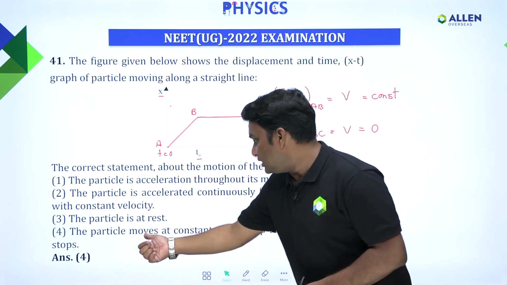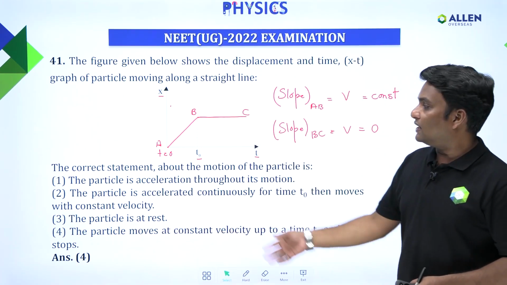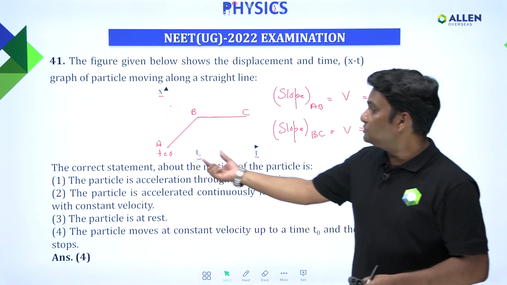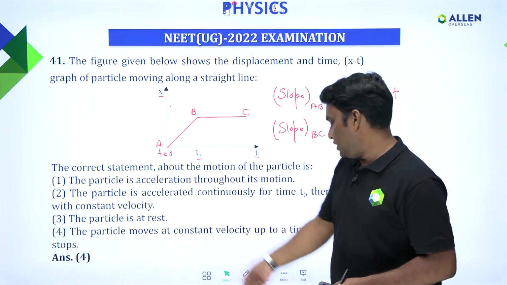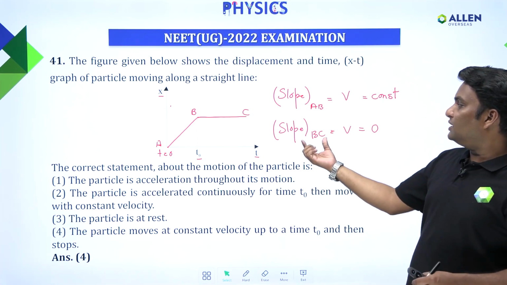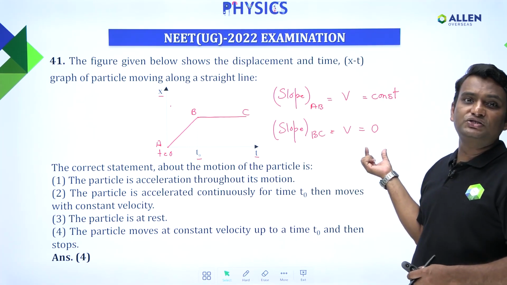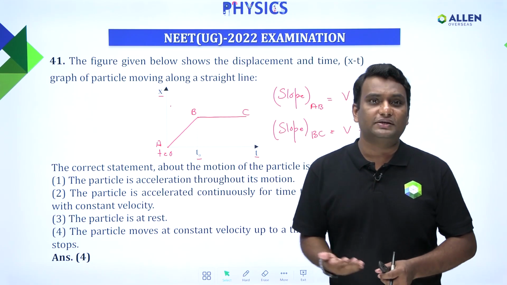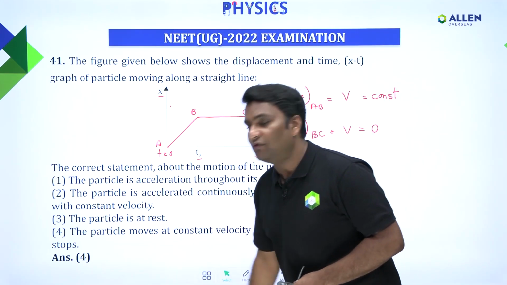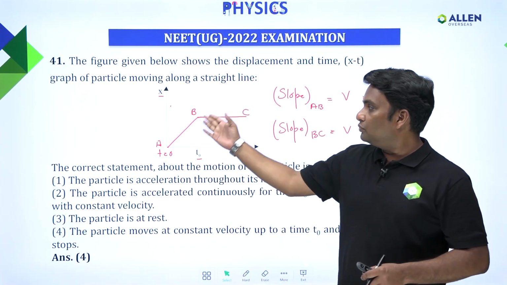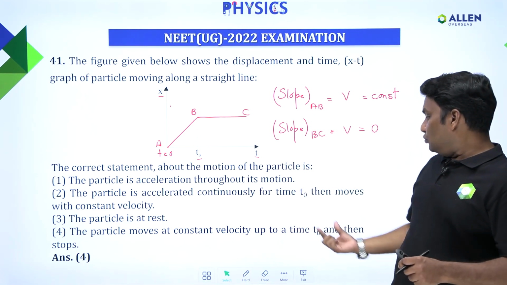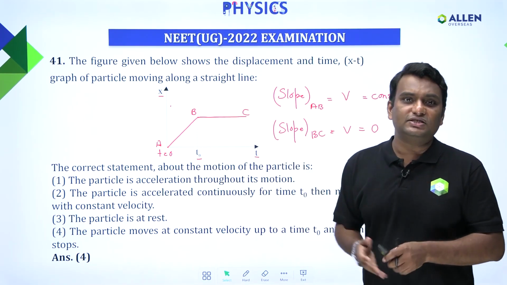Last option, particle moves at constant velocity. We can say from A to B our velocity is constant, and it is moving with constant velocity till time t0, and then our particle stops. Stop means it comes to rest. Same thing here, slope B to C, velocity is 0, so our particle comes to rest. So after going through all the options, the most appropriate answer is option number 4, in which the particle moves with constant velocity from A to B till time t0, and after that it comes to rest.